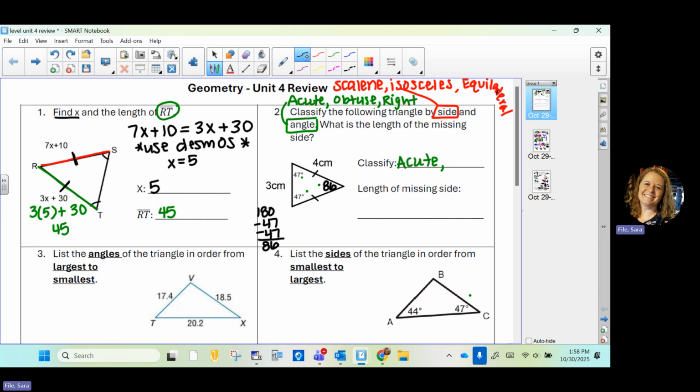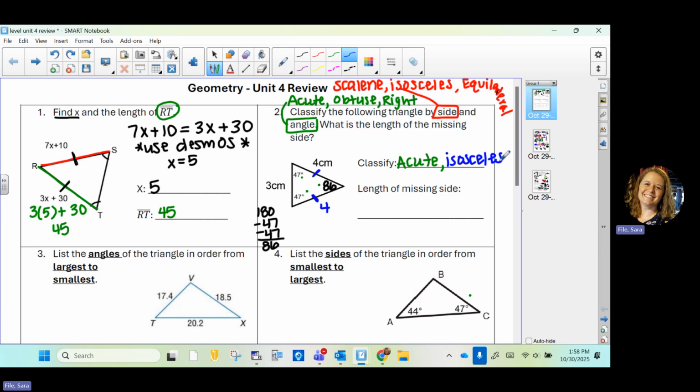Acute. Okay. Now the side lengths. What do the tick marks mean? That they're congruent. So isn't this one also 4? Yes. Okay, so our side lengths are 4, 4, and 3. Scalene means they're all different. Are they all different? No. 2 of them are the same. So what is that? Isosceles. So it's an acute isosceles triangle.